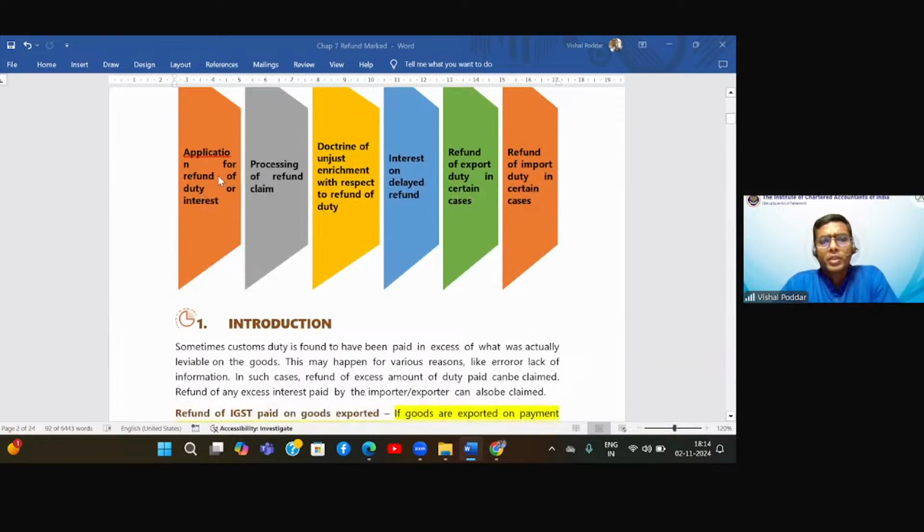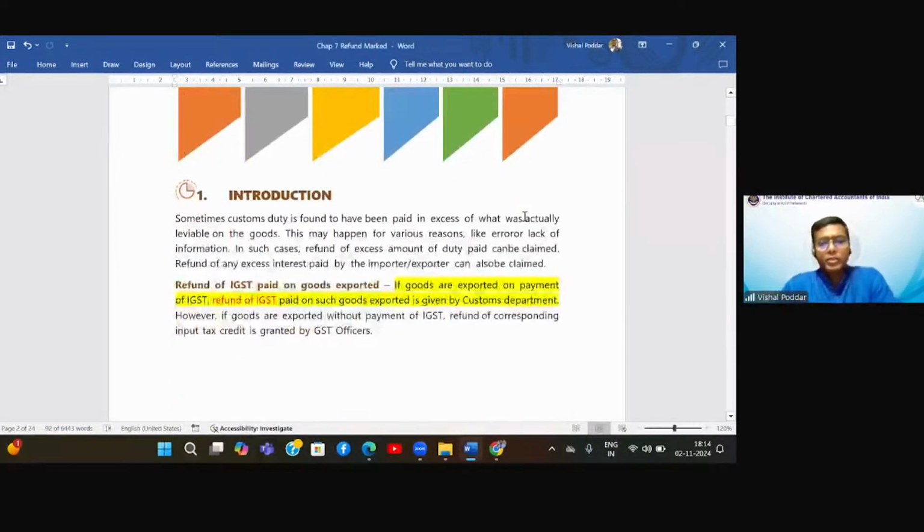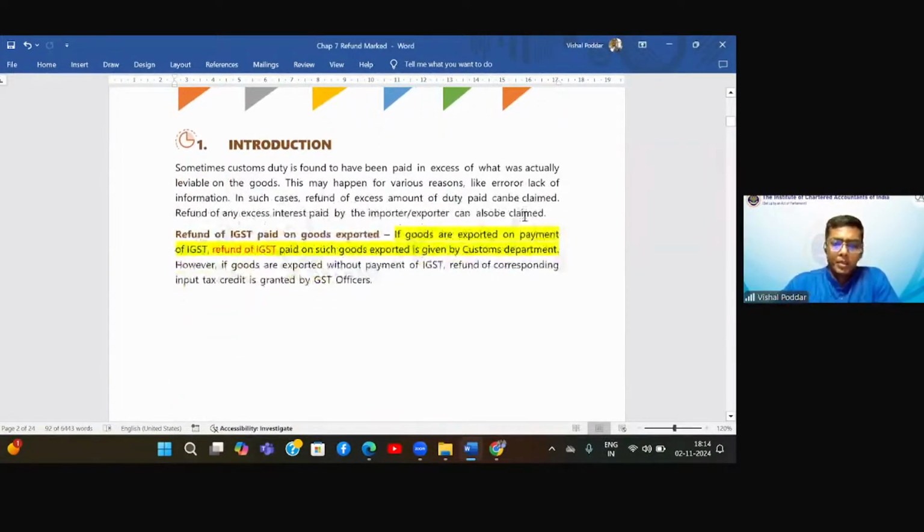So what are we going to study? Application, processing, unjust enrichment doctrine, interest if the refund which is to be given is given late. Then refund of export duty and refund of import duties. So this is broadly what this chapter covers.